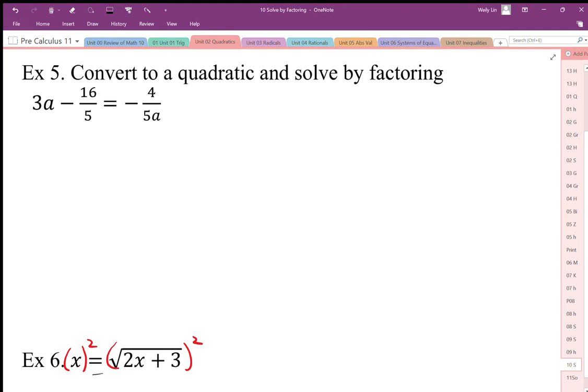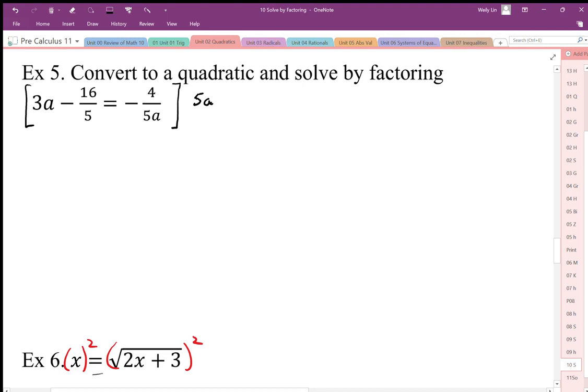Question number 5, we want to, first of all, look at this equation and recognize that there is an a in the denominator, which we need to get out. In fact, we might as well get rid of the 5 as well. So we're going to get rid of the divide by 5, divide by a, by multiplying both sides by 5a.